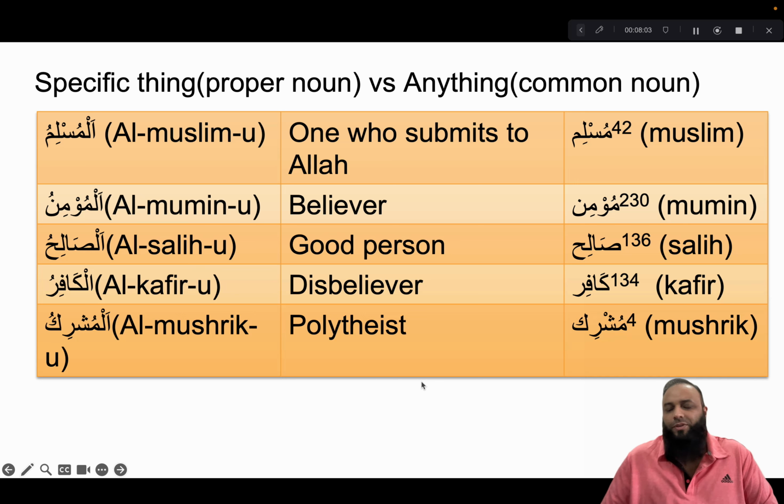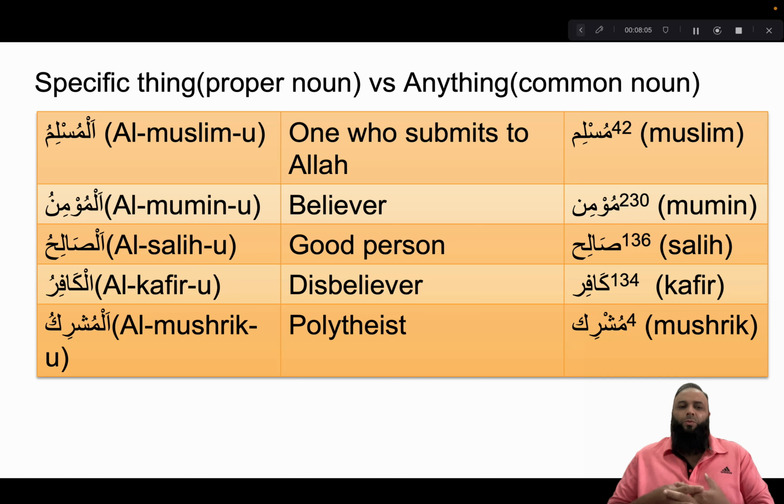I just want to keep this simple because what we need to understand is just noun is called ism, in the first slide that we saw. And there are 2 types of nouns. One is a proper noun and one is a common noun. And the only thing you need to do to make it a proper noun is add al in front of it.